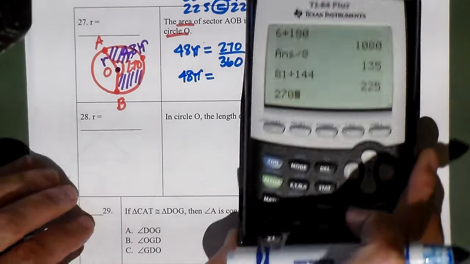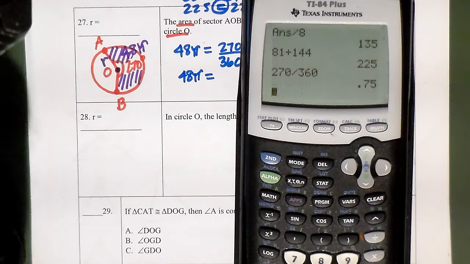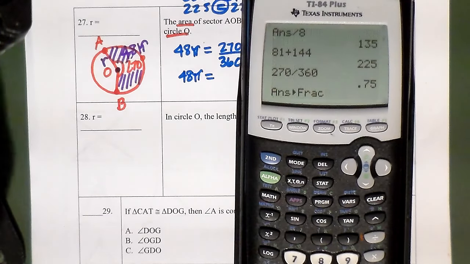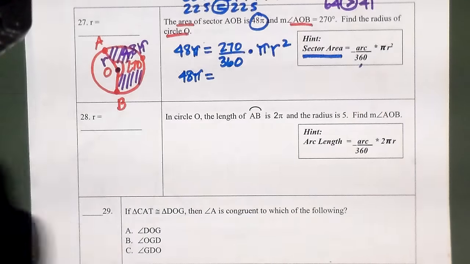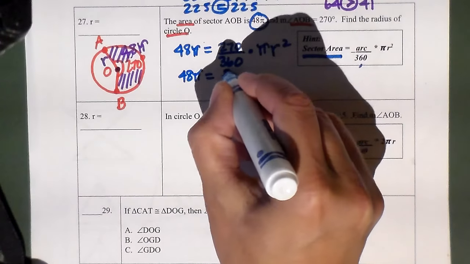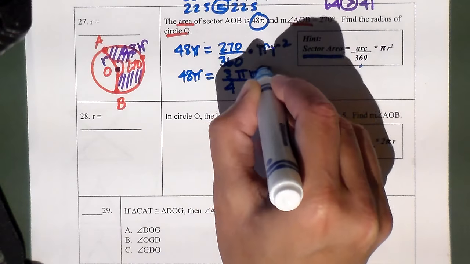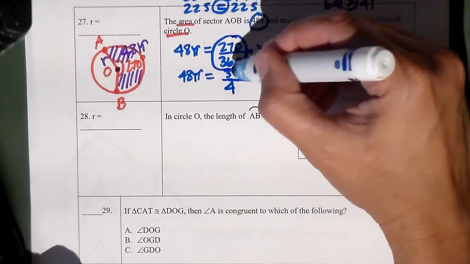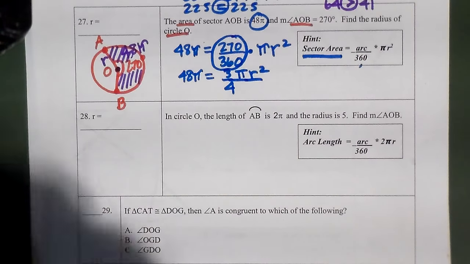If you want to reduce fractions, you do the division and see what you get. Then you hit math, fraction, and that'll give you the fraction, so 3/4. This is the same as writing 3/4, which is the same as 3 times pi r squared over 4. All I'm doing is changing the 270 over 360 to 3/4. Okay, so now what do I do from here?